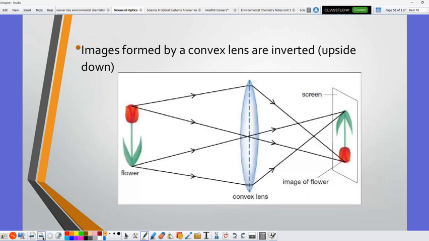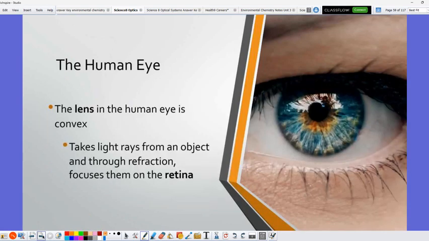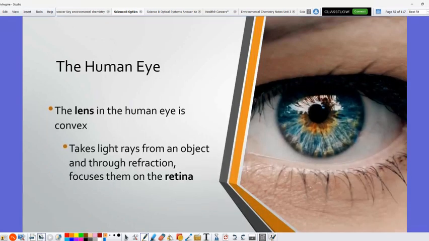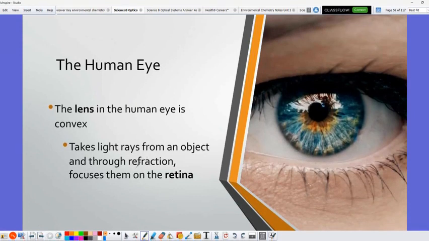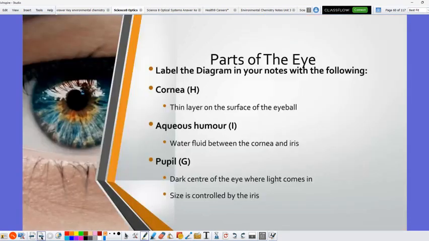And images formed by a convex lens are inverted. They're upside down. You can see the ray diagram here showing that. And the human eye lens is convex. It takes light from an object and through refraction focuses it on the retina. The retina is at the back of your eye.